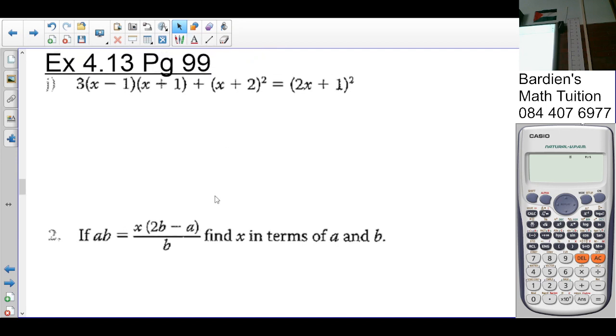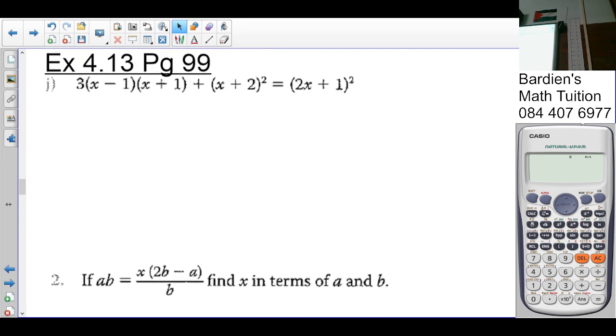Right, next one. We are told to solve for x. So what do I do first? Multiply it out, not so? So it's going to be 3 into x squared minus 1. That's a conjugate pair, which results in a difference of two squares, not so? If you didn't know that, no problem.